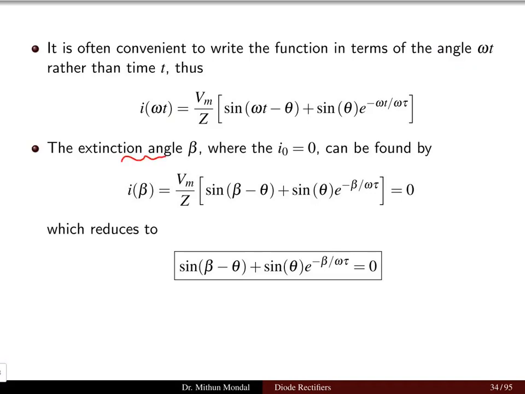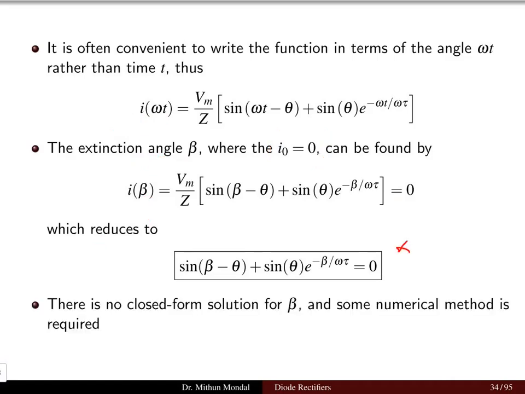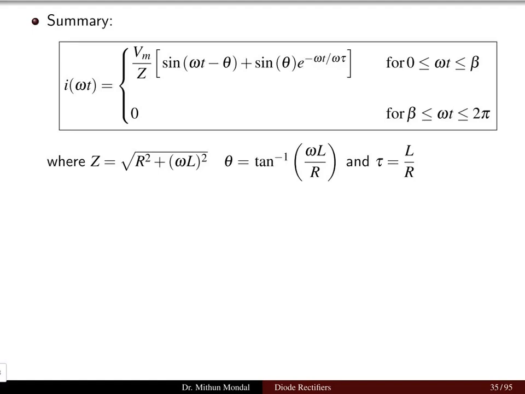So the extinction angle beta means where the total current becomes 0. That can be found from this expression, putting beta instead of omega t, and then you can equate that current to be 0, which reduces to this form. Now remember, this cannot be solved analytically, so there is no closed form solution for beta, and some numerical method has to be applied to obtain the value of beta which makes this expression 0.